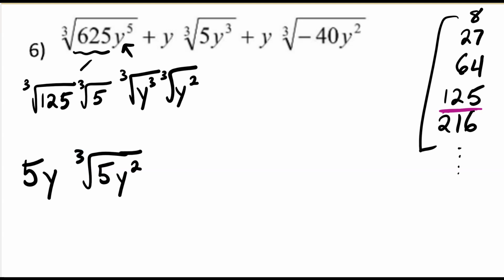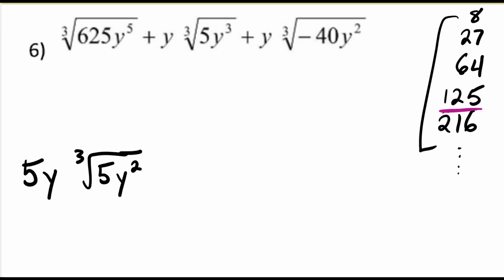We've simplified that. I'm going to erase that just so I have some room to work. Let's see what I could do here. There's nothing I could do with the 5, but the cube root of y cubed is just y. So I could pull that out on the outside, multiply that to the y I already have, and make that plus y squared times the cube root of 5.